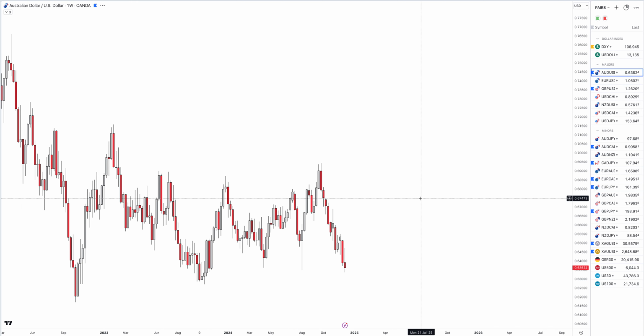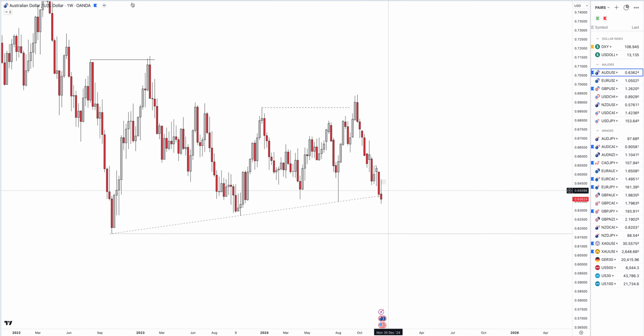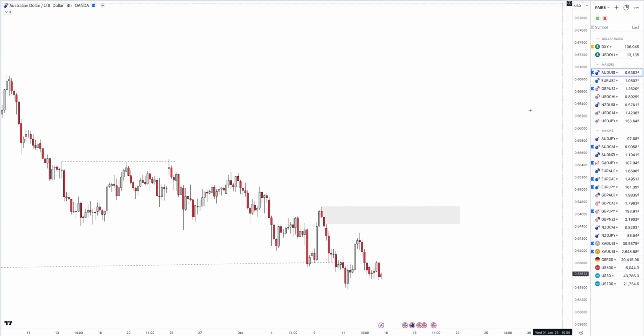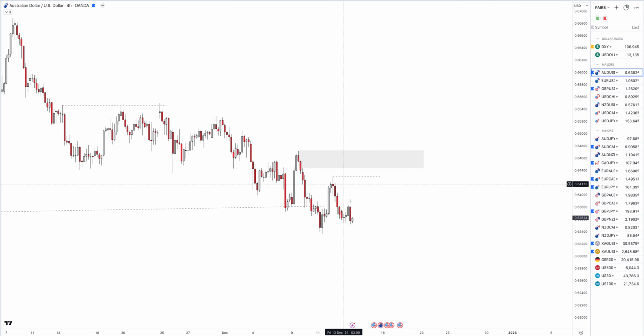Aussie dollar, we've got a buy side liquidity sweep over there. We've got this huge trend line liquidity over here. I don't see anything but shorts on Aussie dollar, in all honesty. However, what I do want to see is price come higher, maybe take out this liquidity over here, and then I want to see shorts.